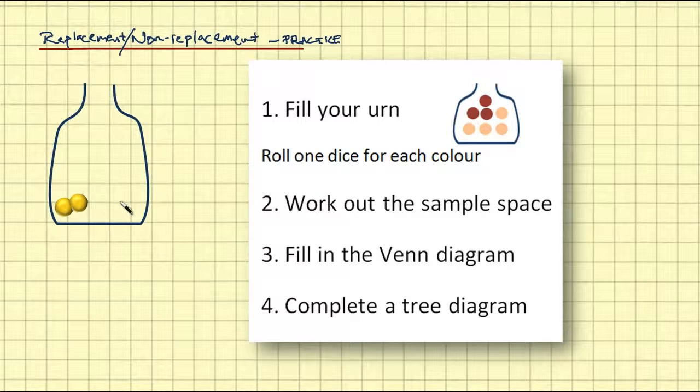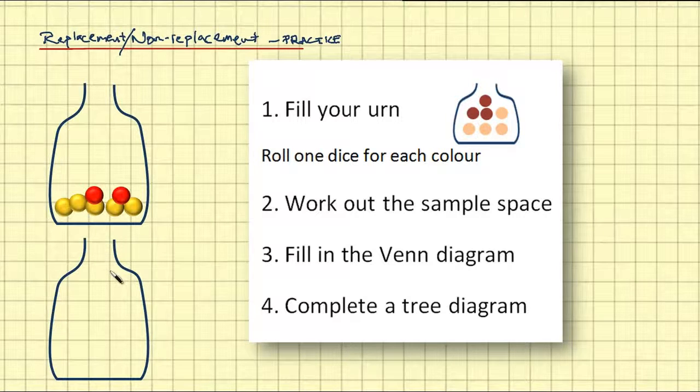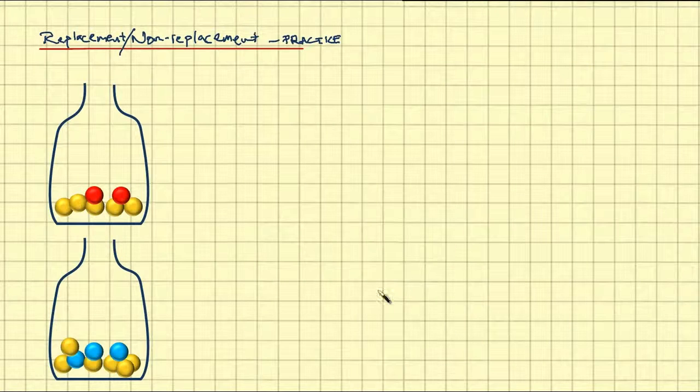So let's start filling in our urn then. We've got 3, 4, 5 yellows, and let's add a couple of reds then. So 2 reds, 5 yellows. For our second urn, again we'll randomly fill our urn, this time with yellows and blues. And we've just increased our numbers a little more for this second problem. So 3 blues then and 6 yellows.